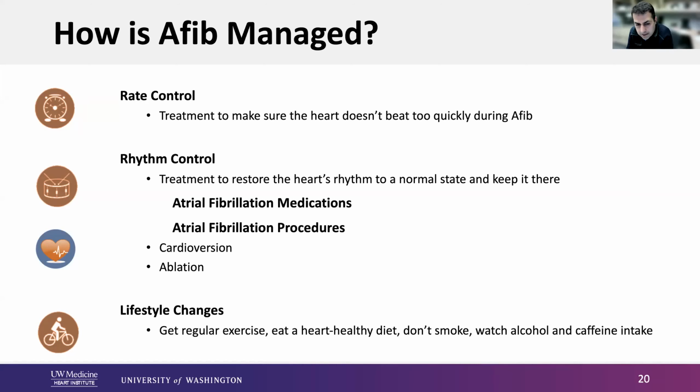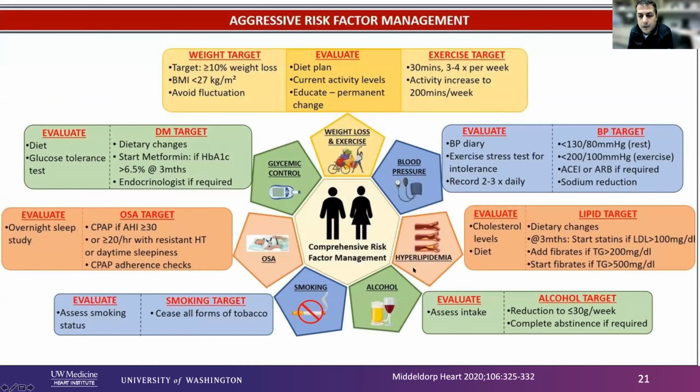And then together with all of that, we also want to work with you on controlling any contributing factors, especially the reversible ones. So we can't really do anything about aging or family history, but we can do a lot about the choices that you make in terms of being more active or eating more healthy or avoiding any triggers like alcohol, caffeine, and smoking that can also contribute to atrial fibrillation.